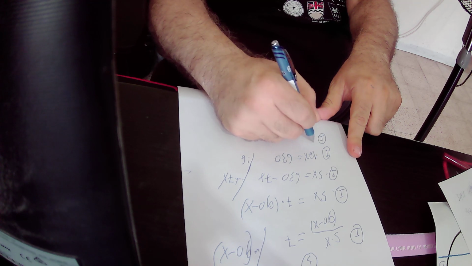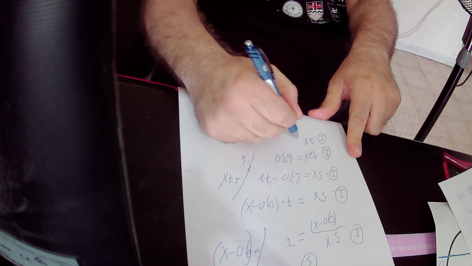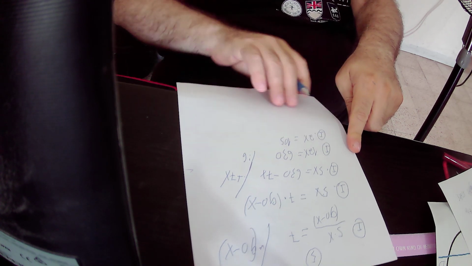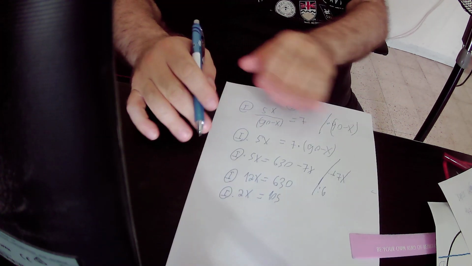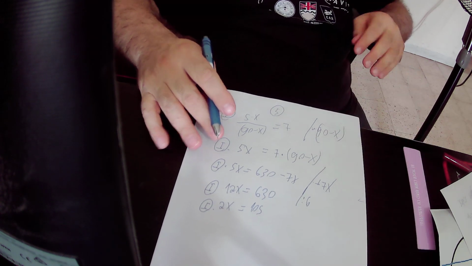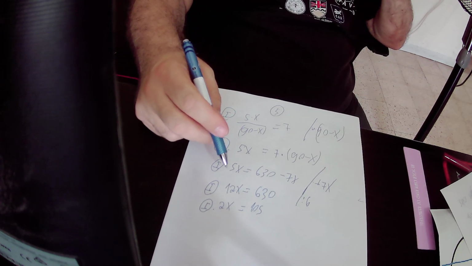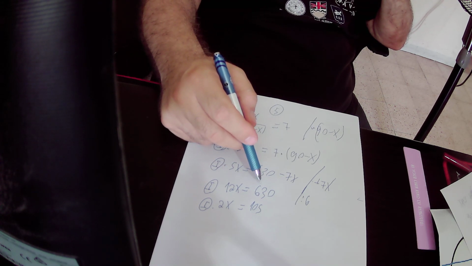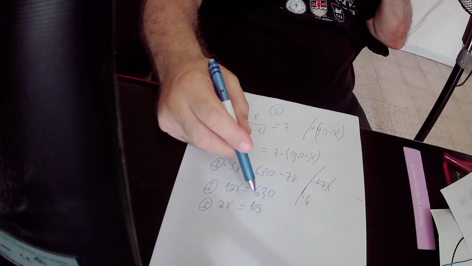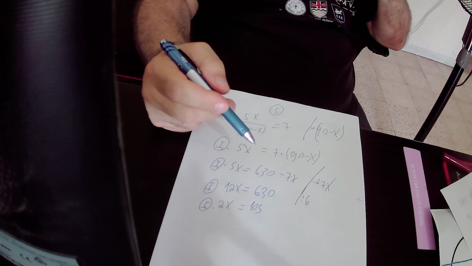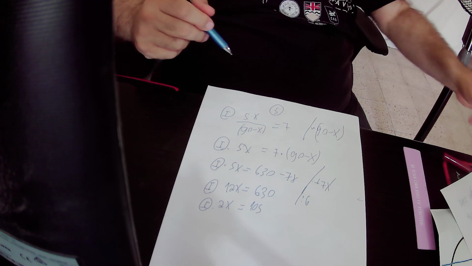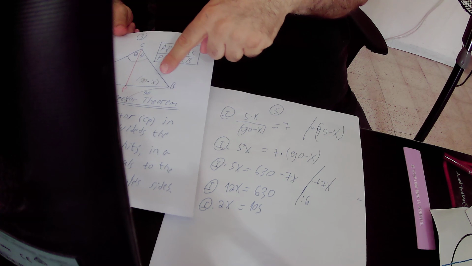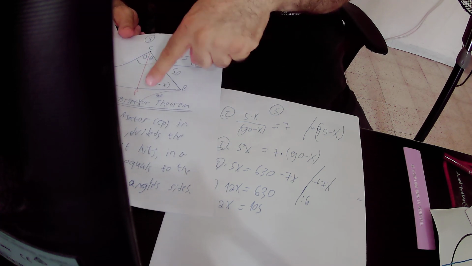And we will get that 2x equals 105. Okay, we divided both sides of the equation by 6, and 12x divided by 6 is 2x, and 630 divided by 6 equals 105. But we know that x equals AP. Yes?